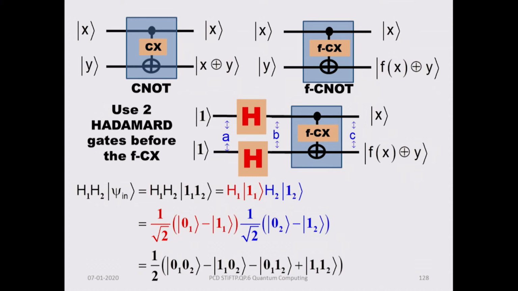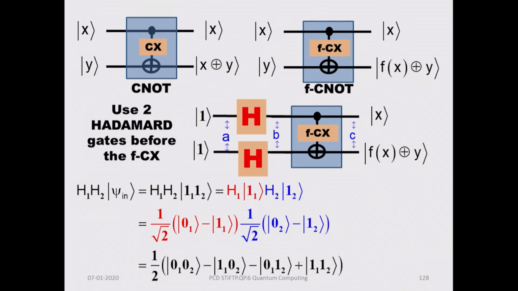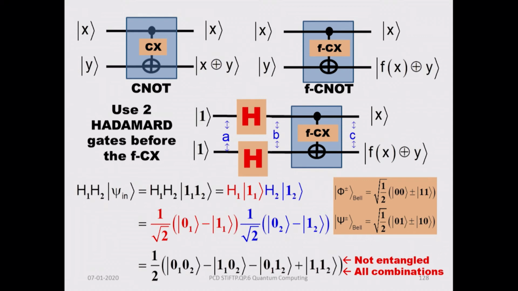You can carry out the multiplication and the result is 1 over 2, because 1 over root 2 appears twice from the Hadamard matrix. And then you have 0 0, 1 0, 0 1 and 1 1, but keep track of the sign. So, you will have 0 0, minus 1 0, minus 0 1 and then plus 1 1. It is just the direct product that we have carried out.